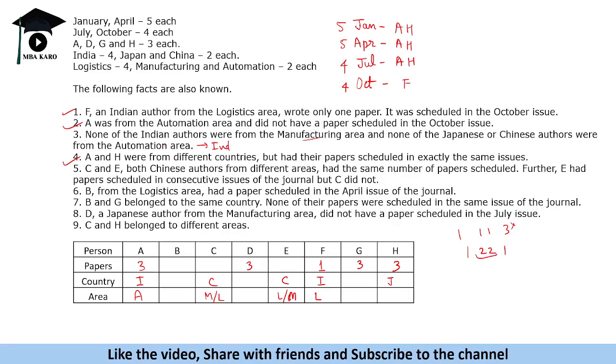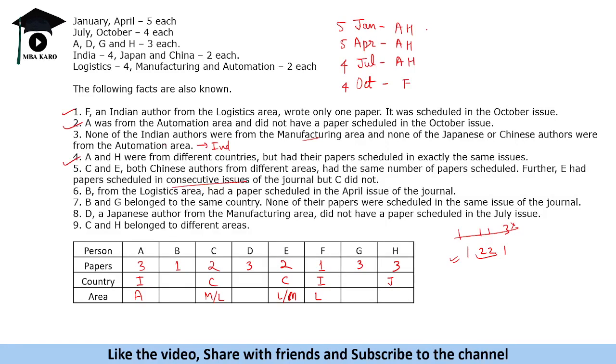So C and E, they have the same number of paper schedule. And it is also given that E has papers scheduled in consecutive issues. So that means they have multiple, right? It is not single. So this case gets eliminated. So we know that this is two papers each. So C and E have two papers each, and this will give us that B has one paper. Now, C and E have two papers. It is also given that E had papers scheduled in consecutive issues of the journal, but C did not. Now, E has consecutive, but C does not have consecutive.